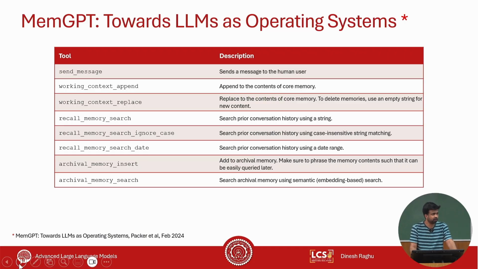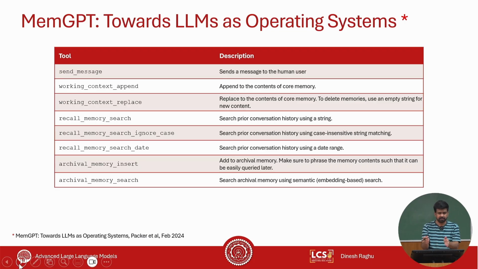In addition to the system prompt, they also provide a set of tools for MemGPT to use, and these are some of the tools. Send message: at this point in time you want to send a message back to the user. And working context append: you have the working context that I showed in the middle, and you can say, add this to my working context.